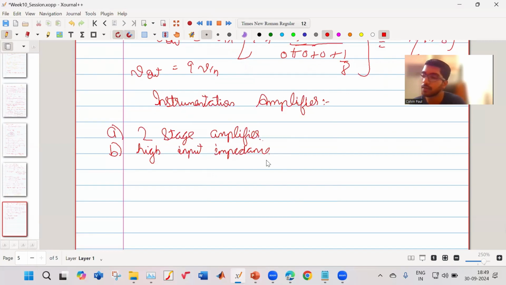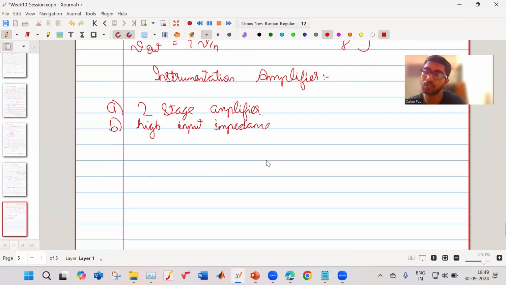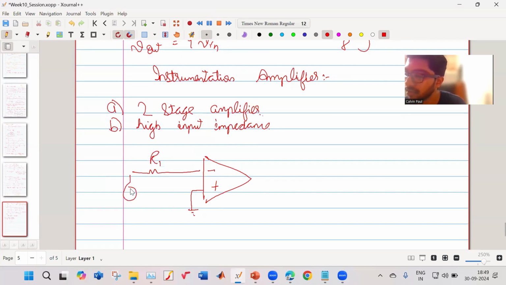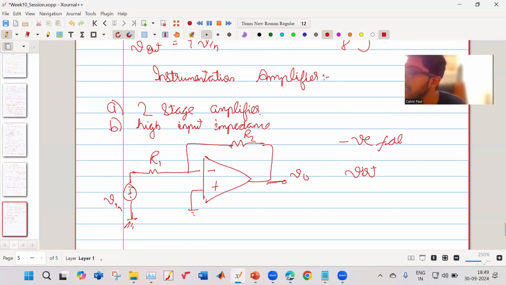So what are the single stage amplifiers we know? We know the non-inverting amplifier and the inverting amplifier. Let us consider an inverting amplifier in this case. So this will be connected to ground. This is your R1, this is your V in, and this is your R2. This is your V out. So as there is negative feedback, the virtual short concept is applicable.